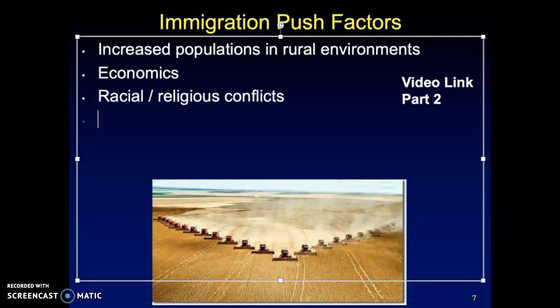Okay, so let's pick up with the second part of our lecture here and continue talking about immigration push factors. What pushes people out of one area to another? Generally, we're discussing what pushes people out of rural areas towards urban areas. But these same things can apply for what pushes people from one country to another. Why do so many people immigrate to the United States?